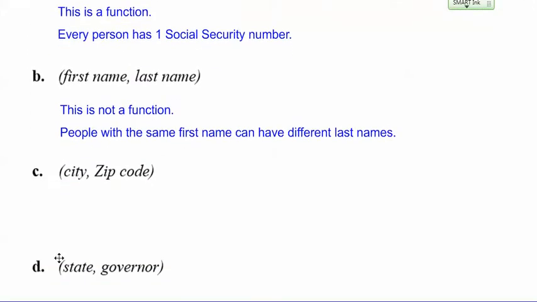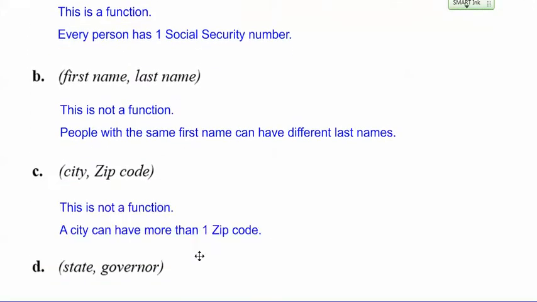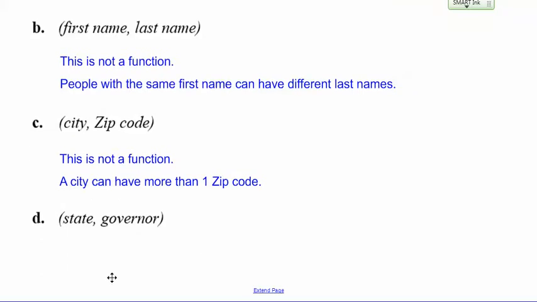Again, some people had some errors in their explanations. What about city and zip code? Well, this was straight off our homework. This is not a function because a city can have more than one zip code. So Lake Orion, for instance, has two zip codes. So therefore, this is not a function because every input has to have exactly one output. In Lake Orion's case, there's two outputs.